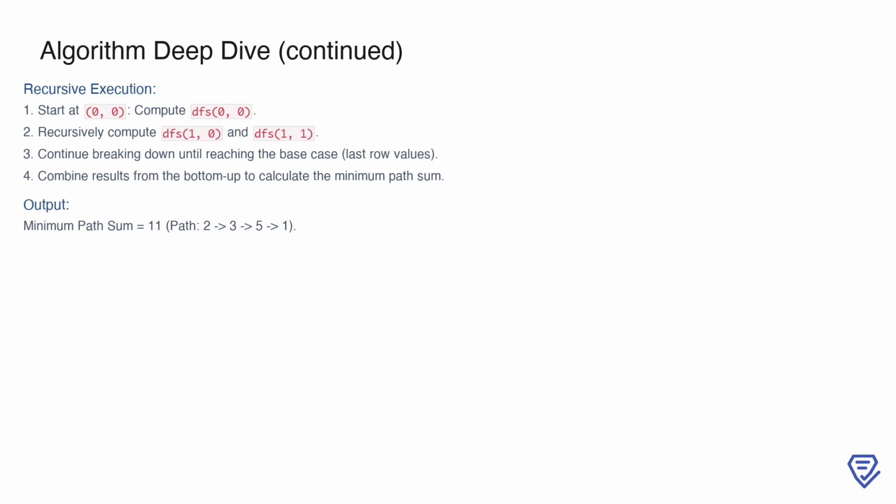Once the base cases are resolved, we combine the results moving bottom up, calculating the minimum path sum for each position. Eventually, this process computes the overall minimum path sum for the triangle. For the example triangle, the minimum path sum is 11, achieved by following the path 2-3-5-1. This demonstrates how the recursive approach, enhanced with memoization, efficiently solves the problem while avoiding redundant computations.